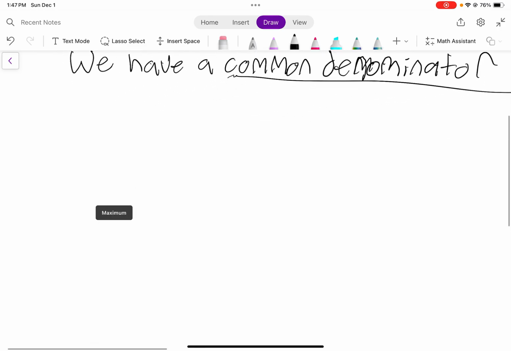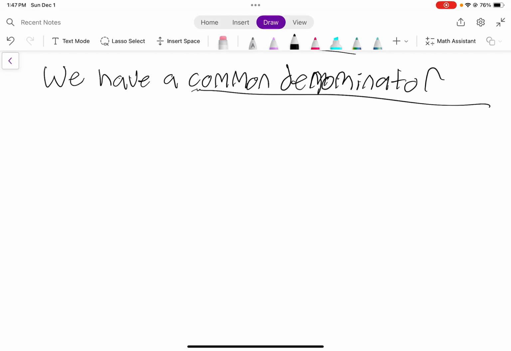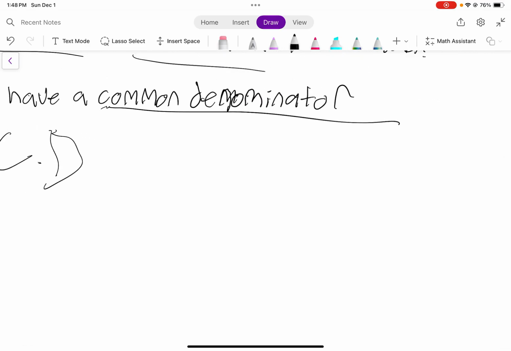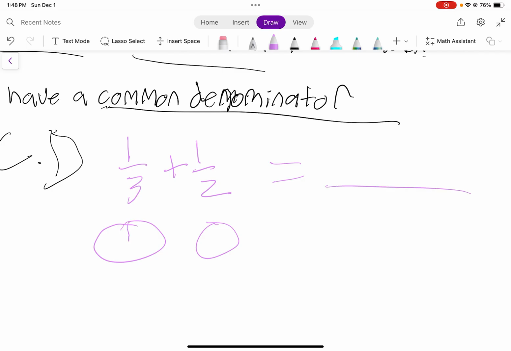So we're going to put this in perspective by trying to add a fraction without a common denominator. So no common denominator. 1/3 plus 1/2 equals blank. So we will split it into thirds. Then we will split this one into halves.